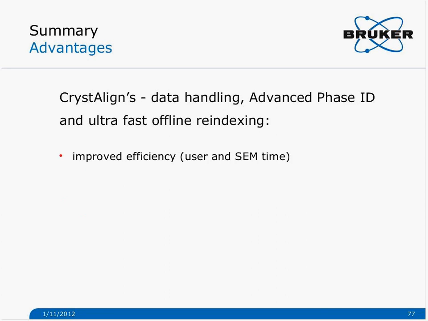And the aim, of course, is to improve the efficiency for the user and SEM time, and provide better data quality, because, for instance, if you don't know the phases, or even if you know the phase but don't select the best fit, then it might affect the hit rate and, of course, angular resolution.